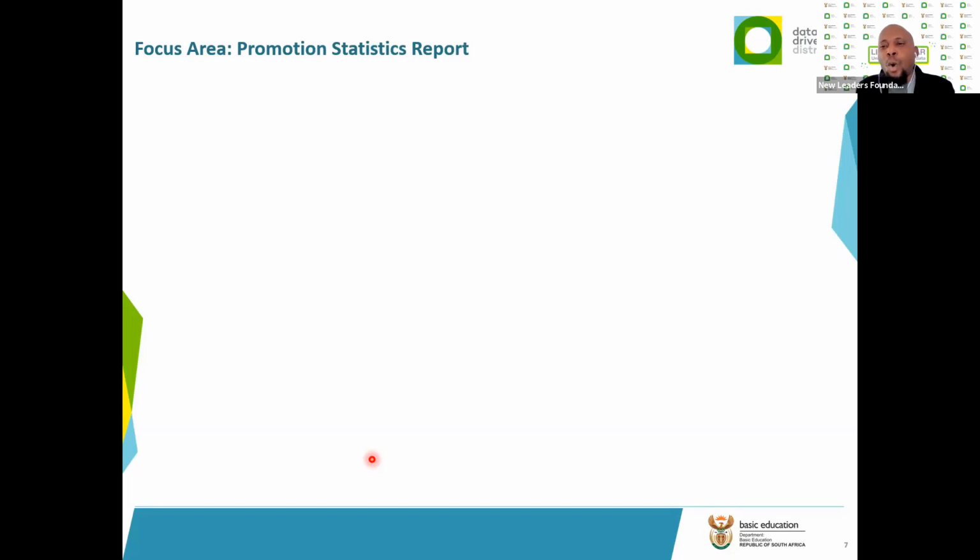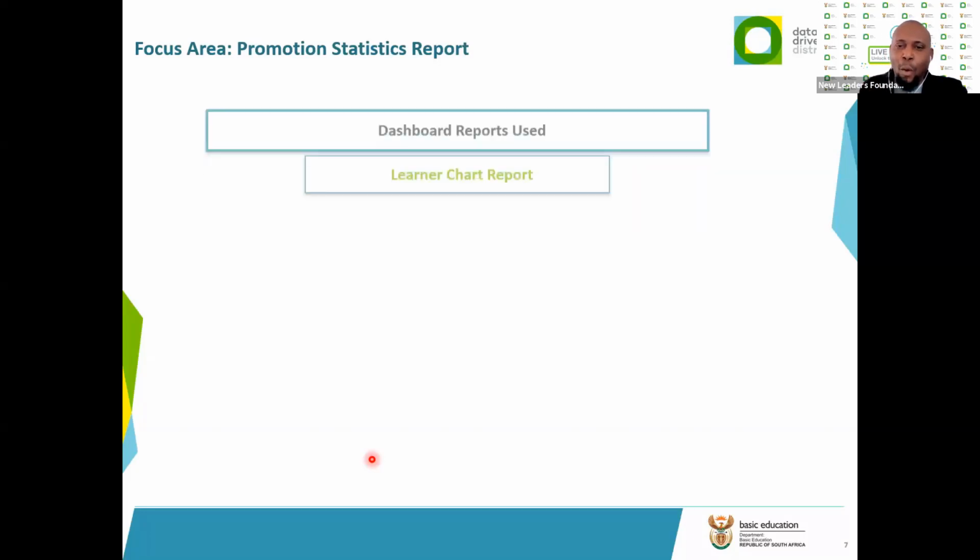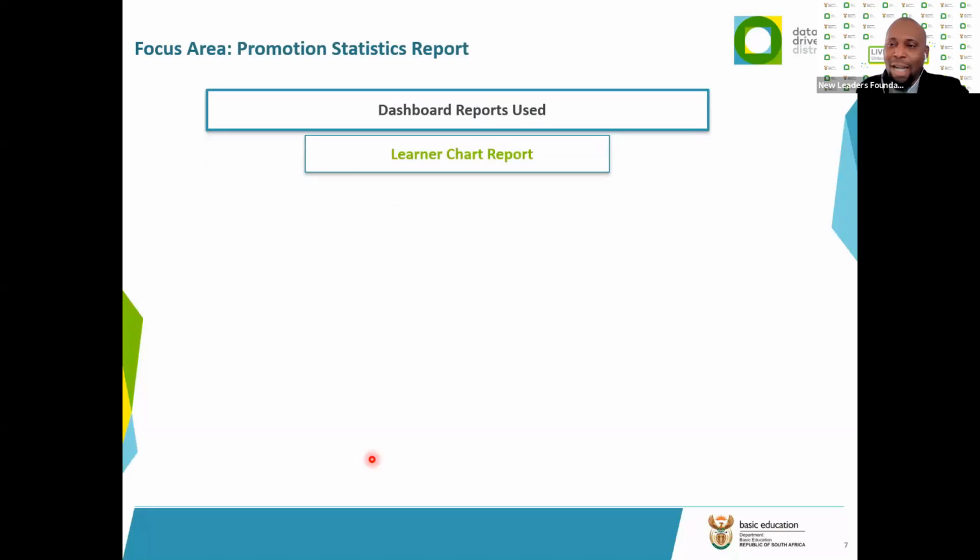Now, we want to know what are the factors that are contributing to that high numbers of learners being progressed. First of all, we want to know who are those learners. And how can we do that? We can do that by engaging a report, which is called the learner chart report. The learner chart report. That is the report we're actually going to be engaging.